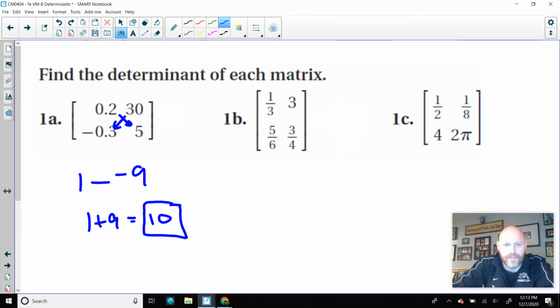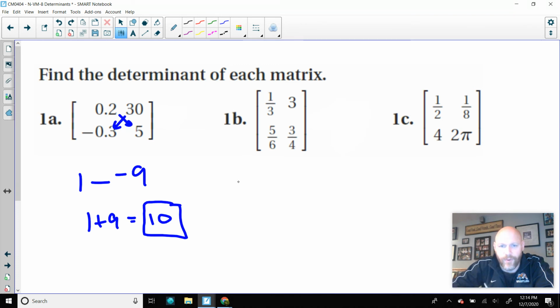So 0.2 times 5 is 1. 30 times 0.3 is 9. Since it's 30 times a negative, it is a -9, and because it's going backwards, we're subtracting a -9. 1 plus 9 is 10. Let's go ahead and take a look at the next one.